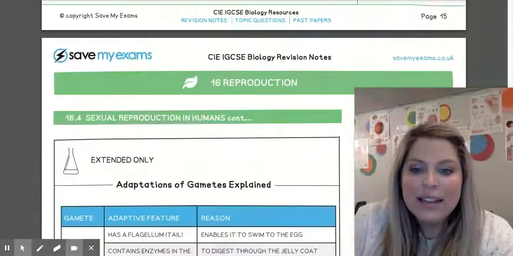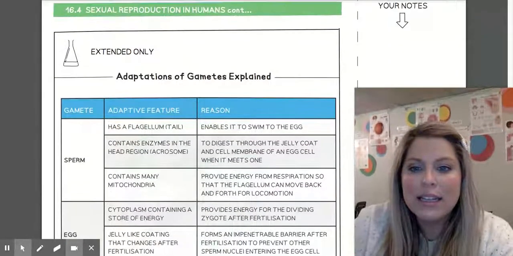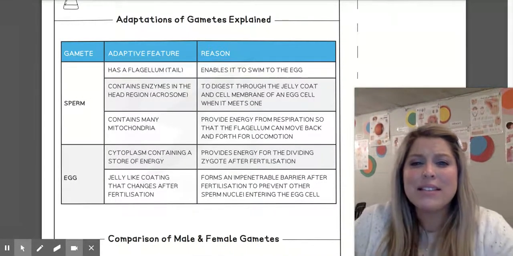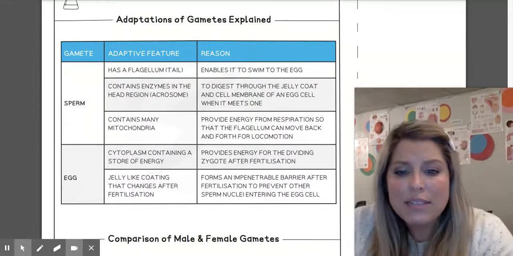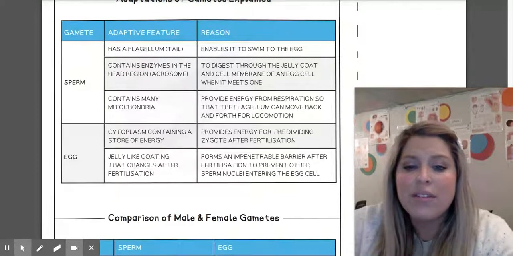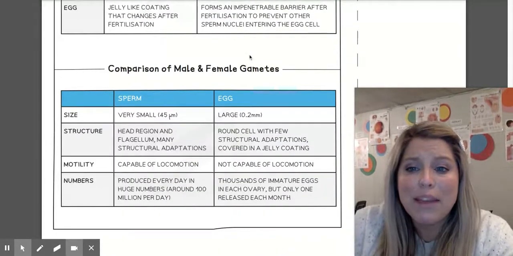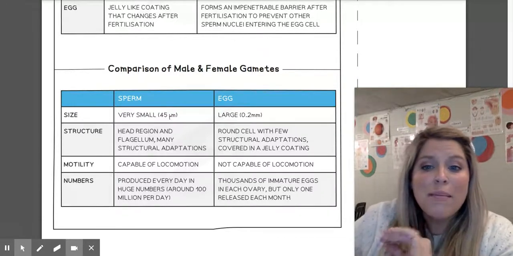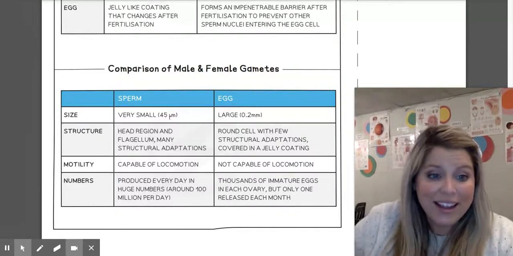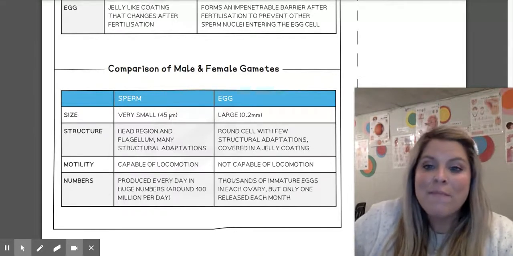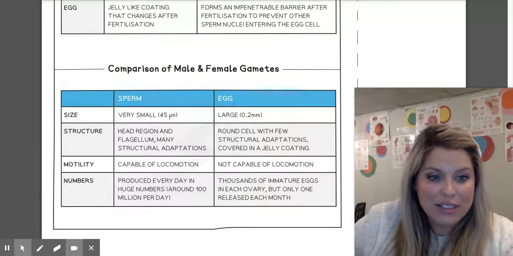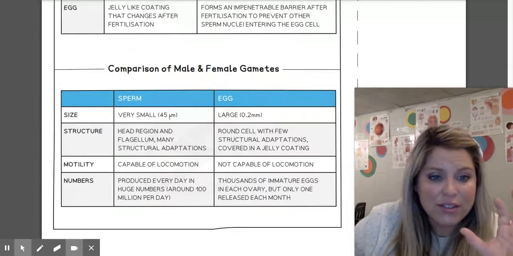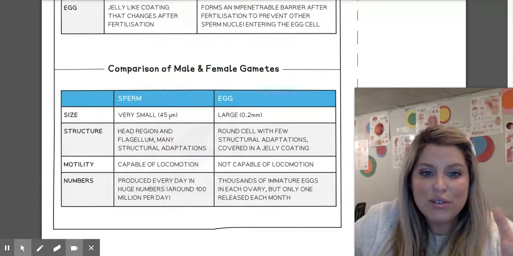And I believe, let's see, this is going to be a table that I'll provide for you. Just the adaptations of the gametes explained in a little bit more depth. So this, again, will be provided for you in notes. And then we can compare the male and female gametes, size and structure. Sperm, there are millions of them produced where there's just one egg cell produced for the female. As far as the structure, completely different. You could see from the images how the sperm cell has a head and a tail, where the egg cell is just large, round, and has a few structural adaptations.